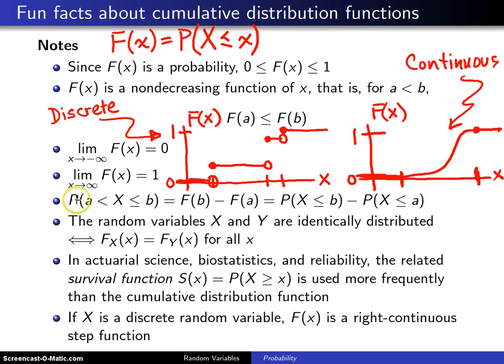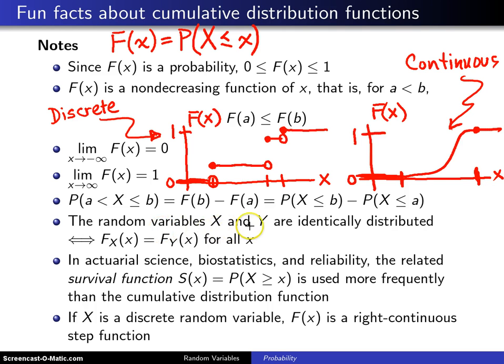The next fact about CDFs is the probability that a is less than X is less than or equal to b is F(b) minus F(a). And the reason that is true is F(b) is the probability X is less than or equal to b. That takes care of this portion right here. And then you want to subtract out the probability X is less than or equal to a.